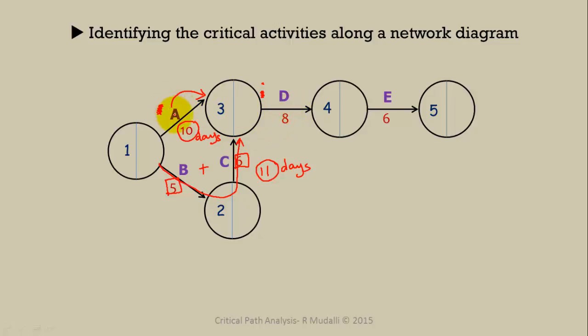For example, you can notice that even if A is delayed by 1 day, that is, it takes 11 days instead of 10 days, activity D, there is no problem, it starts on the same day. But if activity B and C are delayed, that is, instead of 11 days, they take more than 11 days, then this will penalize activity D. So therefore, we say that activity B and activity C are critical activities because they determine the project duration, because if there is any delay in these activities, they delay the whole project. So therefore, B and C are critical activities, but A is not a critical activity.